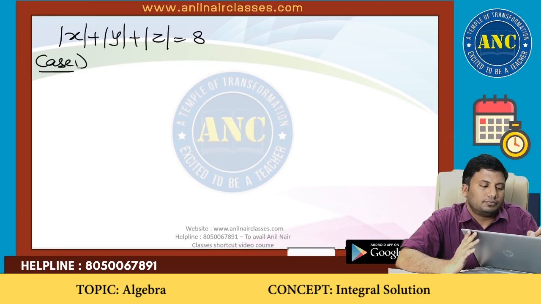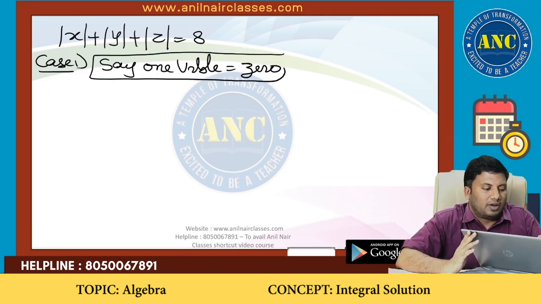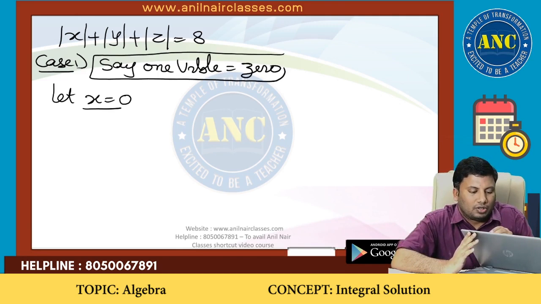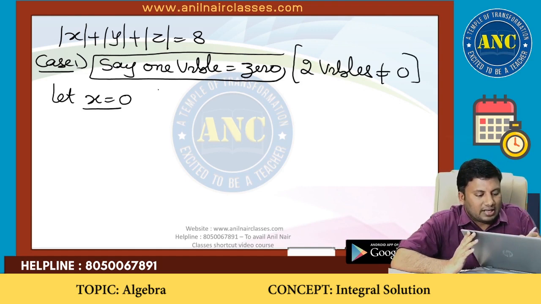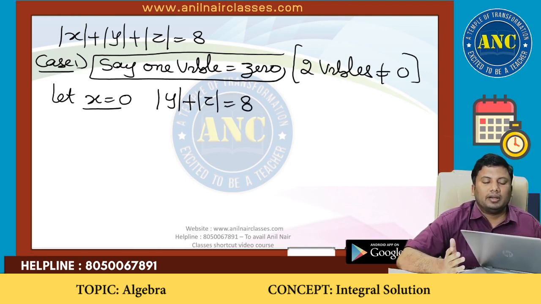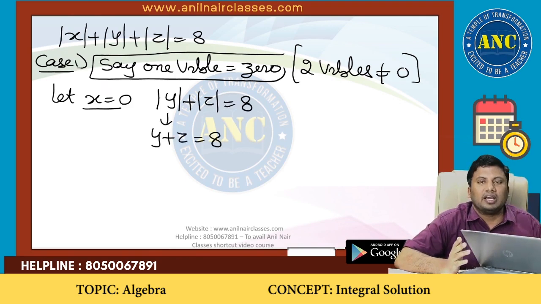Case 1. Say one variable is equivalent to 0. Let x = 0, right? When I say one variable is 0, the other 2 variables are not 0. X is 0, so |y| + |z| = 8. Modulus always gives a positive, so y + z = 8.